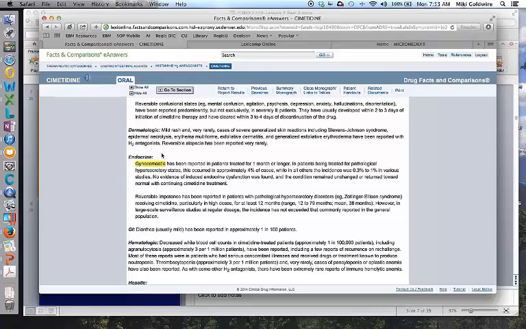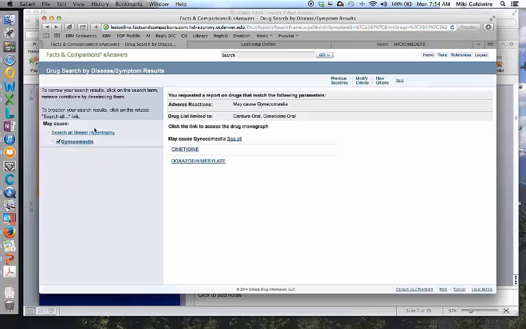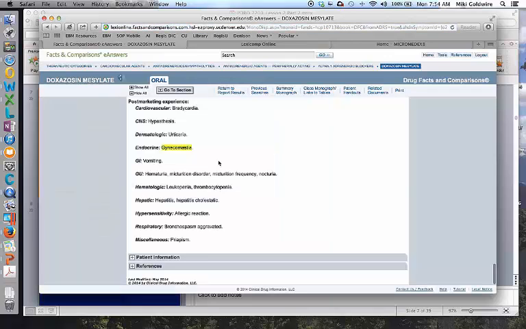Under the adverse events in endocrine, it says gynecomastia has been reported in patients treated for 1 month or longer, in patients treated for pathologic hypersecretory states. This has occurred in approximately 4% of cases. Okay, then I can just hit my back button and go to the doxazosin, Cardura. And I can see that it's been listed in post-marketing experience information.